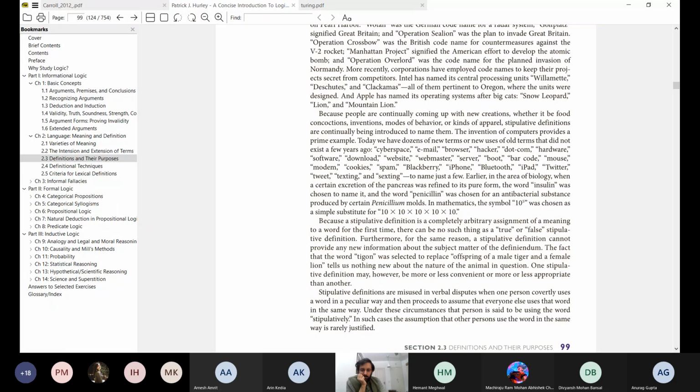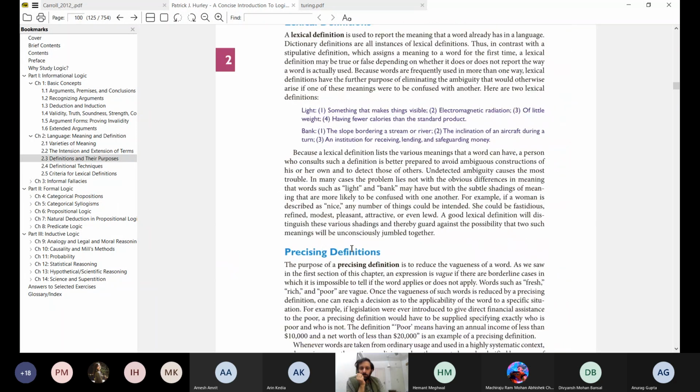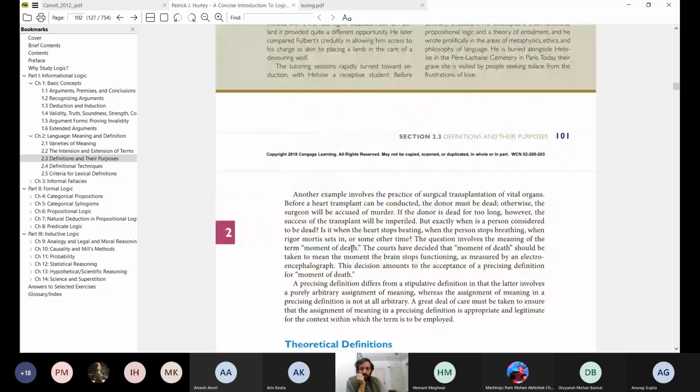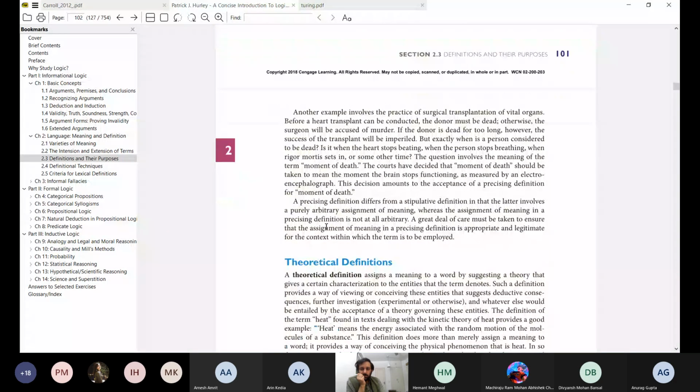Okay, so let's just pause there. And the reason I mentioned this is to draw your attention to the difference between stipulative and precising definitions. It is offered by Hurley here. So why don't you carry on reading this paragraph?